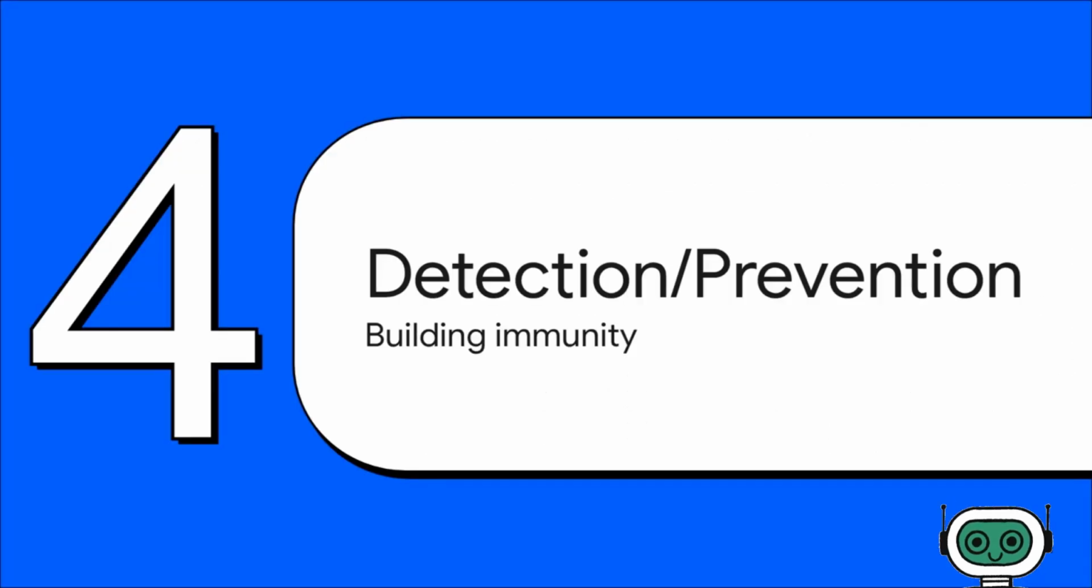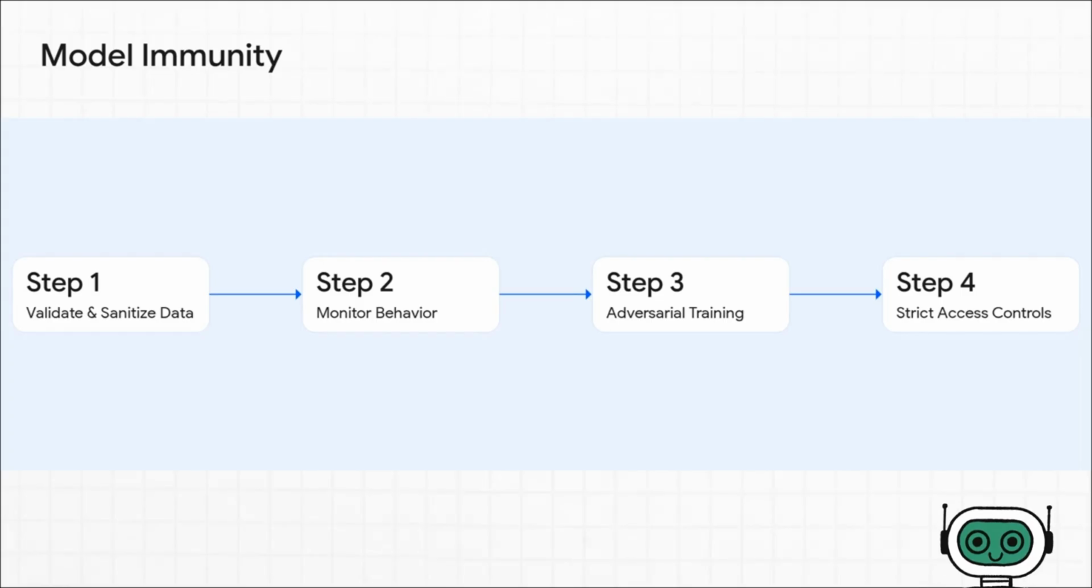So how do we stop this from happening? The best way to approach this is to think about building an immune system for your models. Building this immunity really comes down to 4 key practices. First, data hygiene. You have to be ruthless about validating and sanitizing any data before it ever touches your training pipeline. Second, continuous monitoring. Keep a close eye on your model's behavior in production for any strange dips in performance. Third is proactive defense, like adversarial training. This is where you actually show the model poisoned examples so it learns how to spot and resist them. And finally, just good old-fashioned security. Protect your training data with strict access controls, just like you would with any other critical asset.